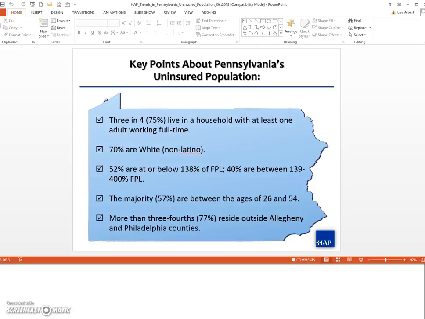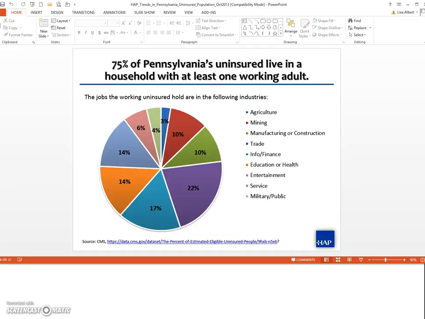It says 3 in 4 live in households with at least one adult working full-time. 70% are white. 52% are at or below 138% of the federal poverty level. 40% are between 139 and 400% of the federal poverty level. The majority are between the ages of 26 and 54, and more than 3/4 reside outside of the Allegheny and Philadelphia counties, which are two of our most populated areas in PA.